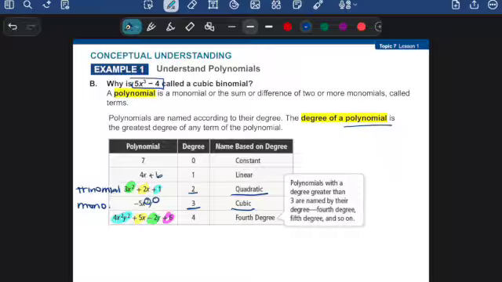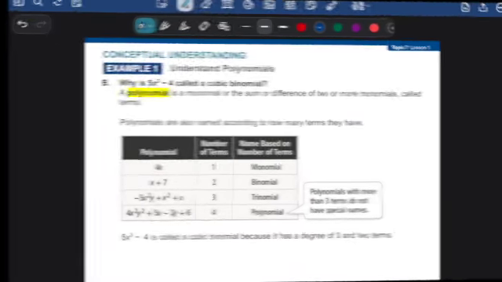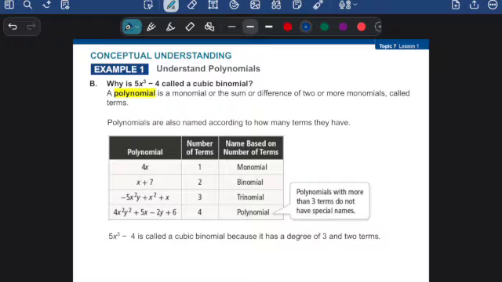And it's 4th degree because if we look to the highest exponents of all of the variables, 2 plus 2 is 4. We're not adding any of the other terms, just the highest term. Okay, so why is this called a cubic binomial? Well, again, because our highest term is a degree 3, and that has a special name, cubic, and it's called a binomial because there are 2 terms.